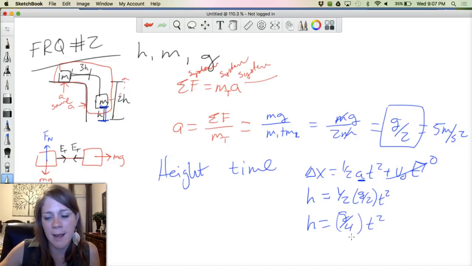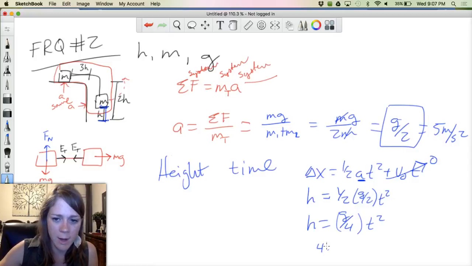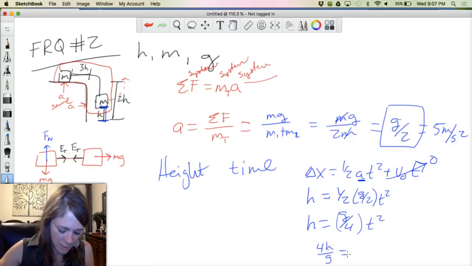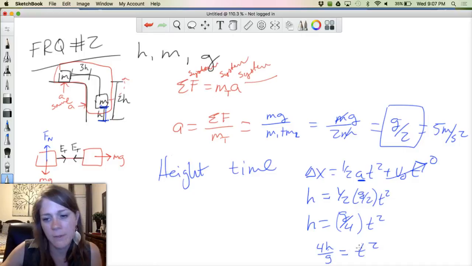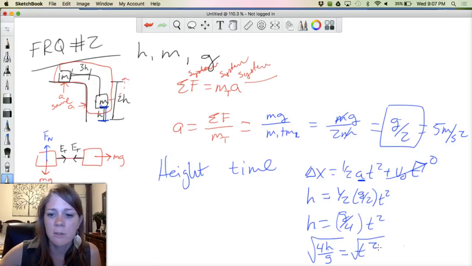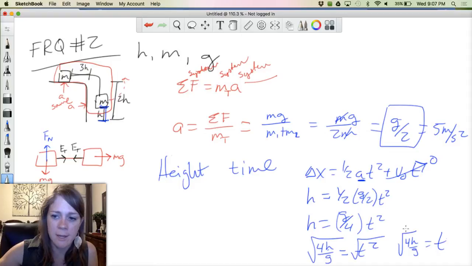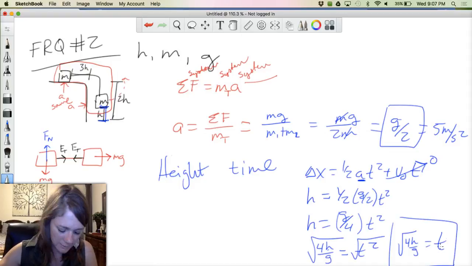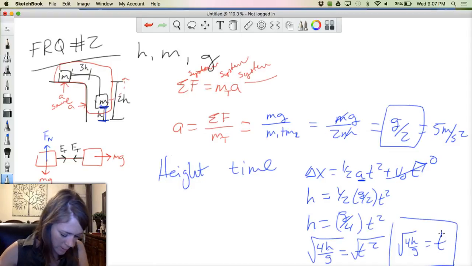So I need to isolate t. To isolate t, I'm going to multiply by 4 and divide by g. So I'm going to have 4h over g equals t squared. I need to take the square root of both sides to solve for t. So the square root of 4h over g is equal to t. That is the time that it took to hit the ground.